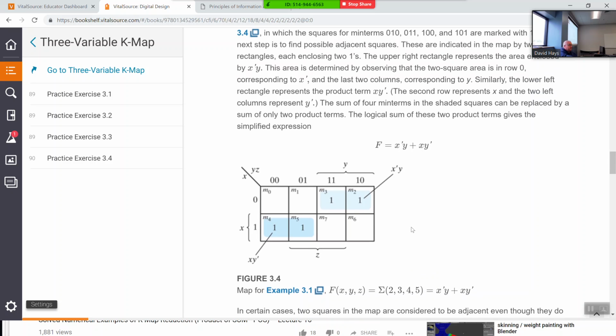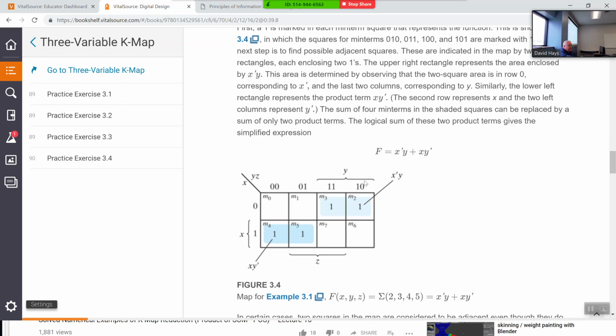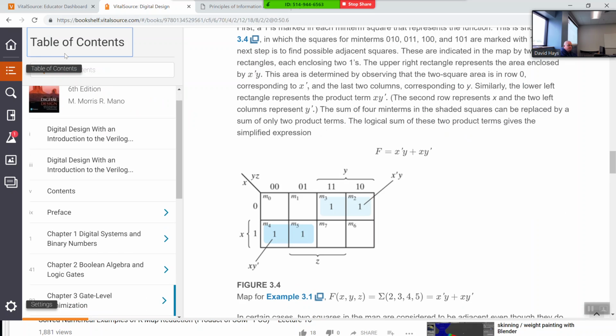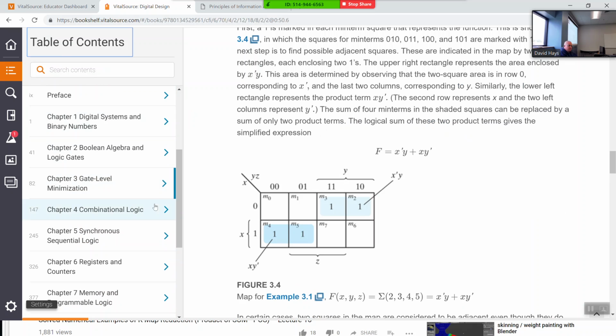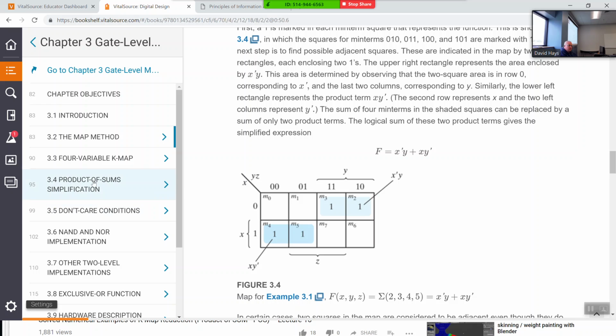Now that gives us our simplification of that Boolean function. Okay, so let's go over to the product to sum simplification.